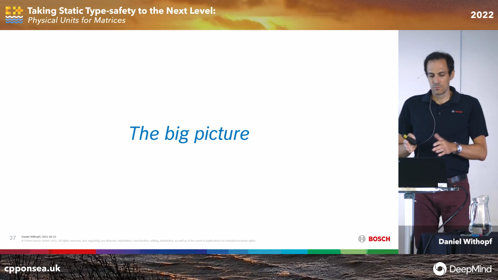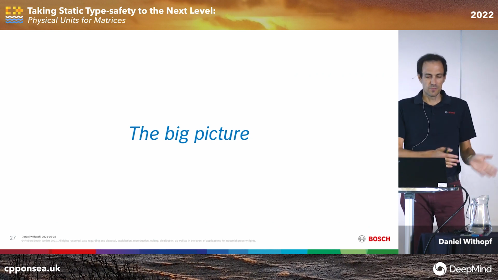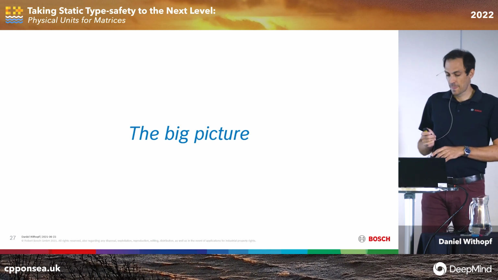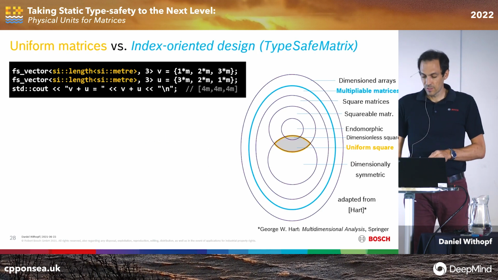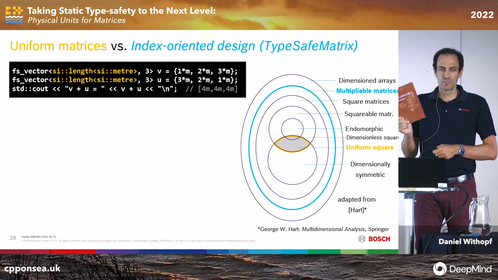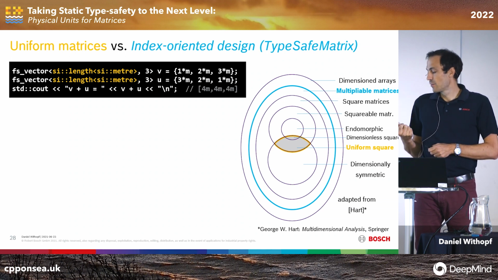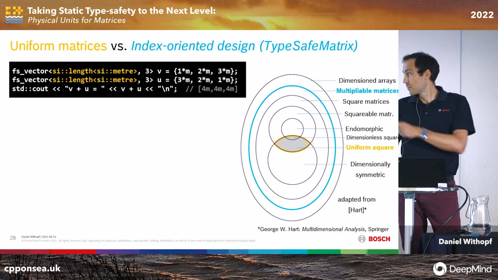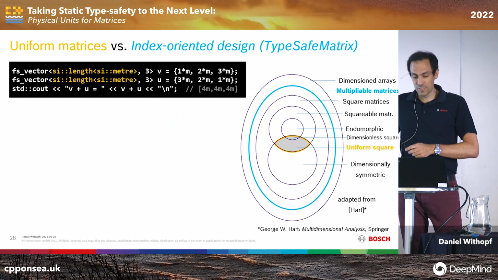Good. So we've seen the implementation details before. Now I want to zoom out and talk about the big picture a little bit. There's also a book from the 90s called Multidimensional Analysis that actually describes most of the things that I did in my library. So the book is fairly old. I only found it after I was finished. And that's also where that picture is taken from.